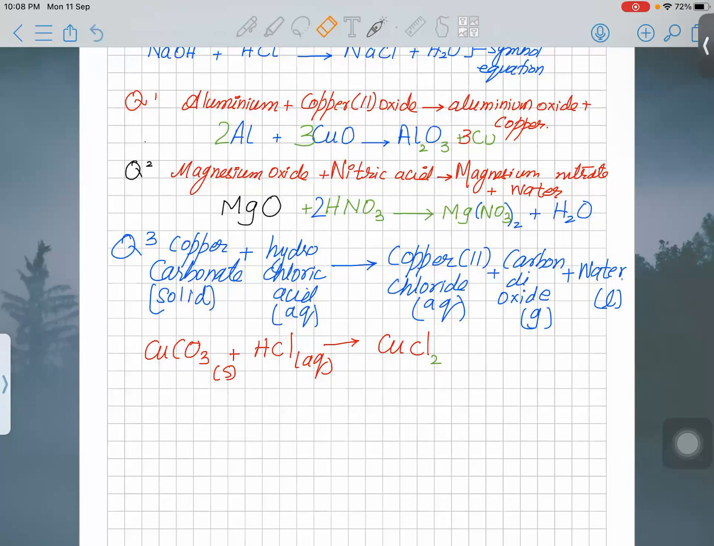Now what is the formula of carbon dioxide? CO2. This is liquid, this is gaseous, this is aqueous. Is the equation balanced or not balanced? Sir, chlorine is 2 there, here it is 1 in HCl. So write here 2. Now check the other elements again. Copper is balanced, carbon is balanced, oxygen is balanced, hydrogen is balanced. So it's a balanced equation now. All the remaining are balanced. Yes, completely balanced.